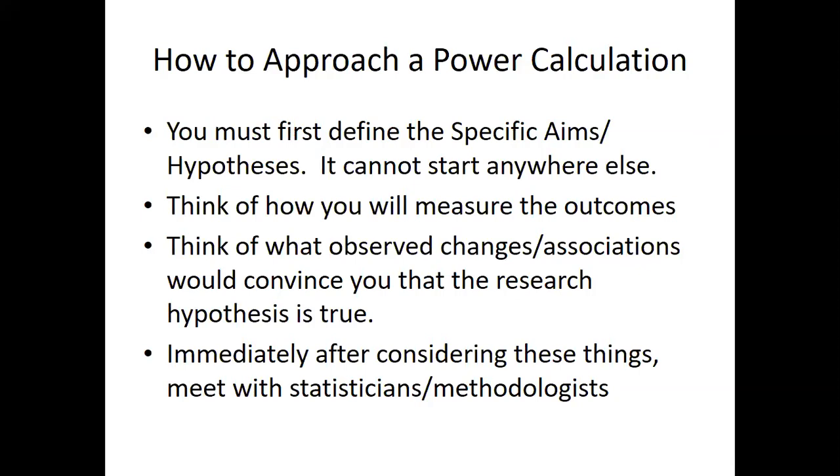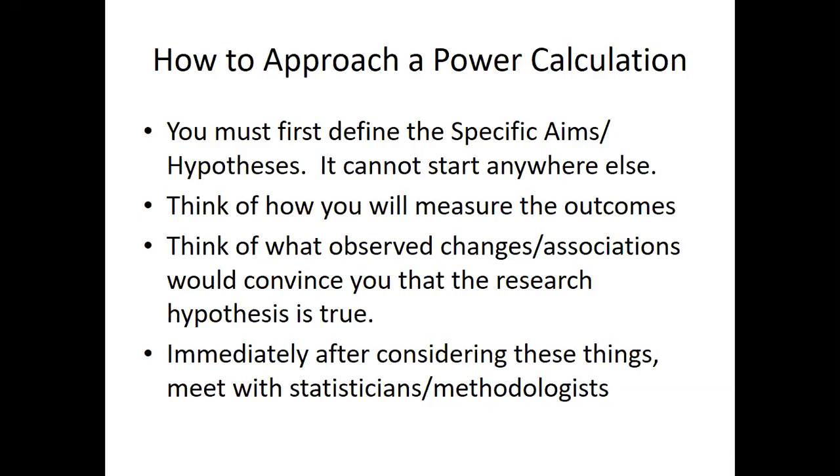Think of how you will measure the outcomes. What do I mean by that? It's yes, no, presence, absence. That tells me one thing immediately. It tells me I'm going toward a chi-square. Okay, I'm going to have to write my analysis plan that says chi-square, and my power calculation better align with that analysis plan, or else you're not doing good science.